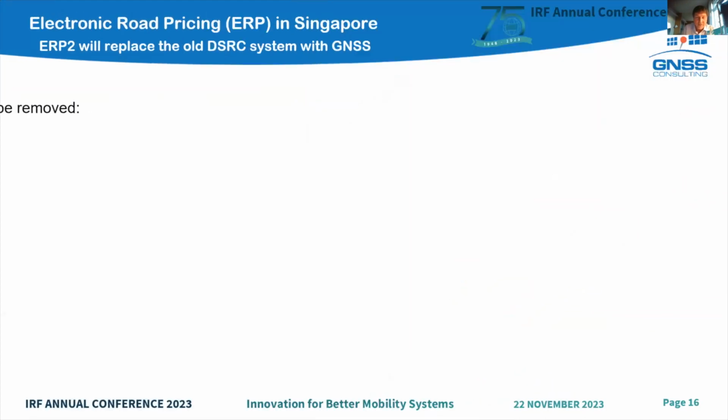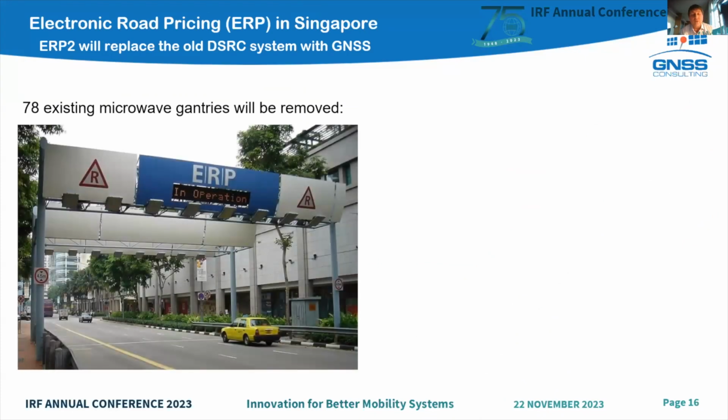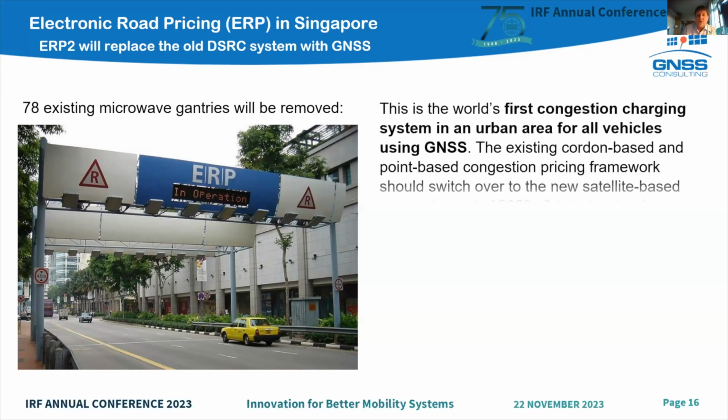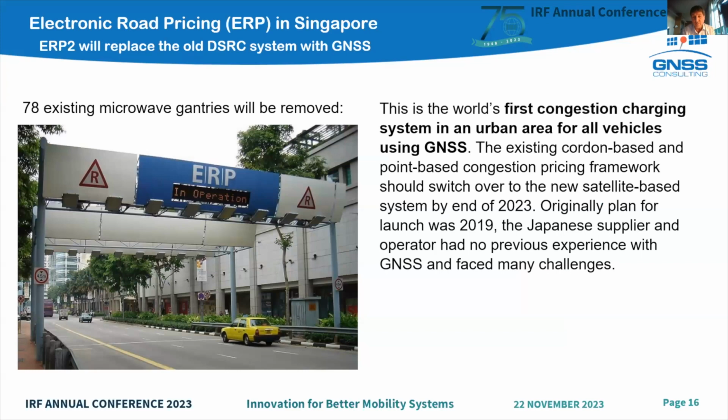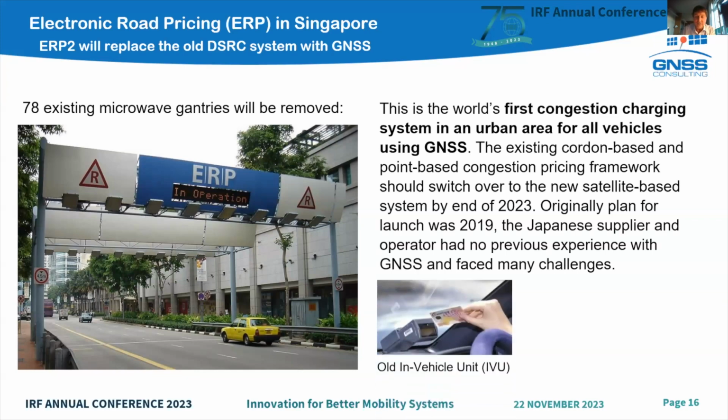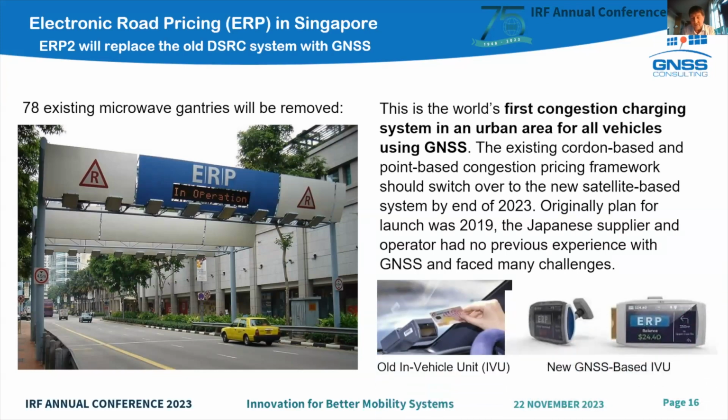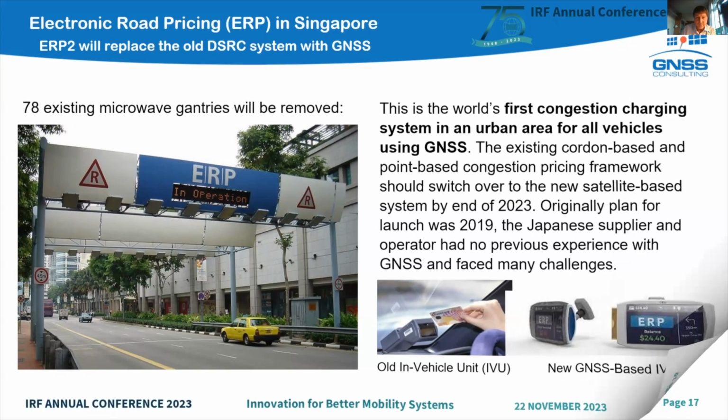Why do I talk about Singapore? Because Singapore is the first country that's going to migrate from a passenger system that's now using microwave DSRC to a satellite-based system. So the first satellite-based system for passenger cars is now being implemented in Singapore. Unfortunately, the company that won the contract from Japan had no previous experience, and they're extremely delayed in the project, but it's underway. On the left, you see the old microwave-based in-vehicle unit, and on the right, the new GNSS-based unit, which is being rolled out right now.